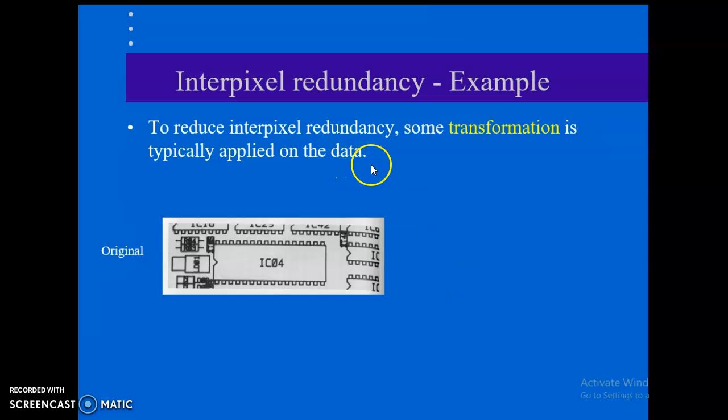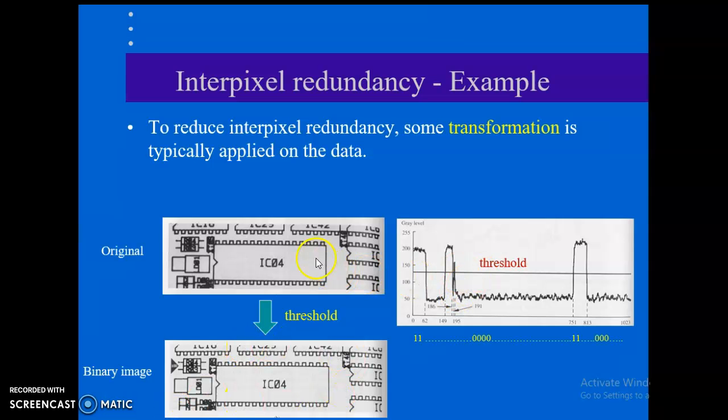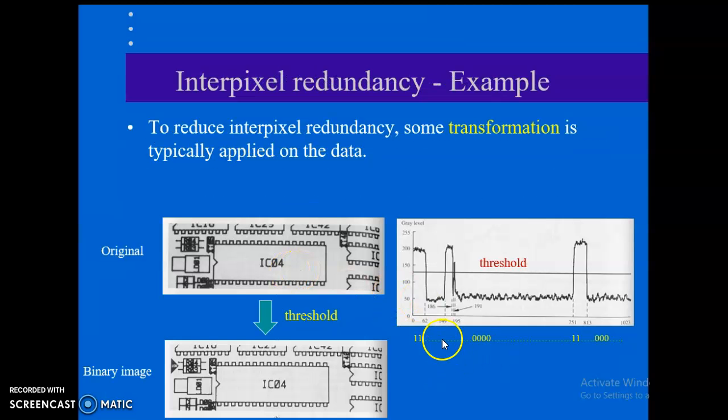Interpixel redundancy example. To reduce interpixel redundancy, some transformation is typically applied on the data. This is the original. This is the threshold, the binary image. For this original, this is the threshold: 111 000 111 000.